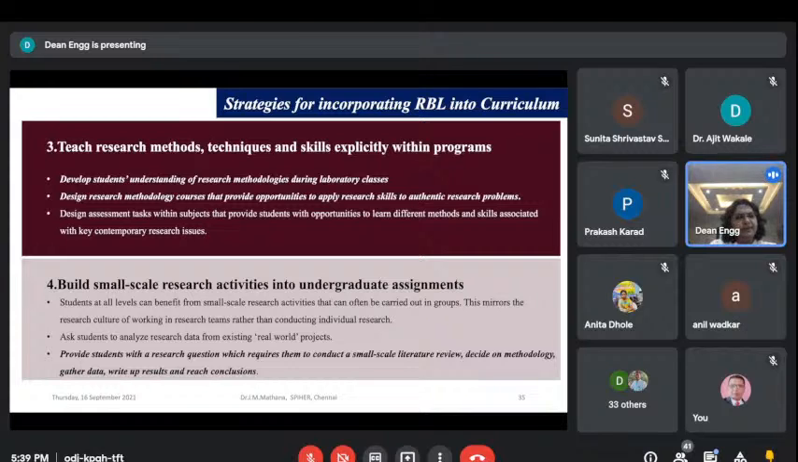Now, the fourth one, build small-scale research activities into undergraduate assignments. So here we give small projects to the students, to groups of students. We can ask our students to analyze research data that exists from a real-world project. And we will ask our students to conduct a small-scale literature review. We will ask the students to design the methodology. We will ask the students to collect the data, and write up the results and conclusion. So this is about the fourth strategy.